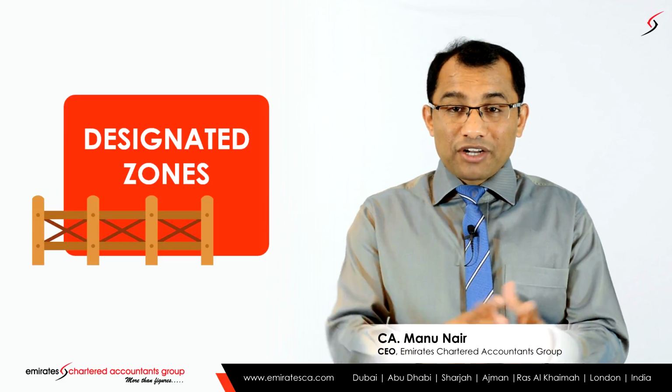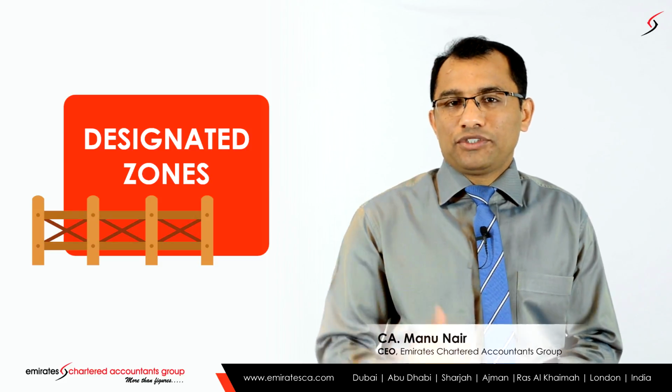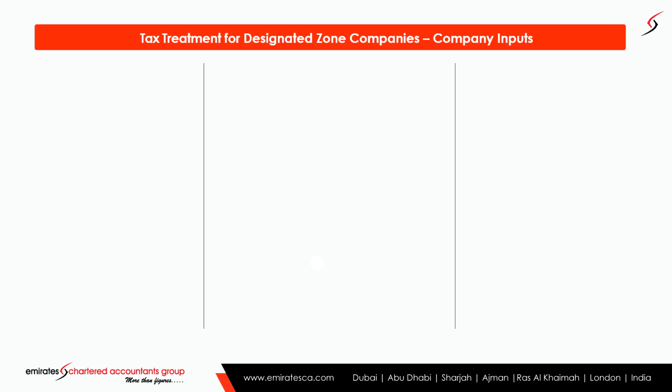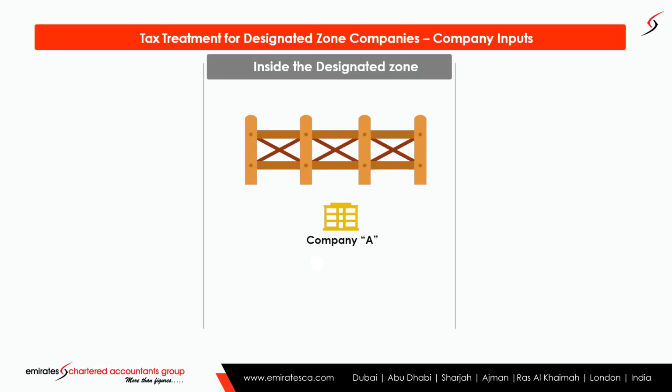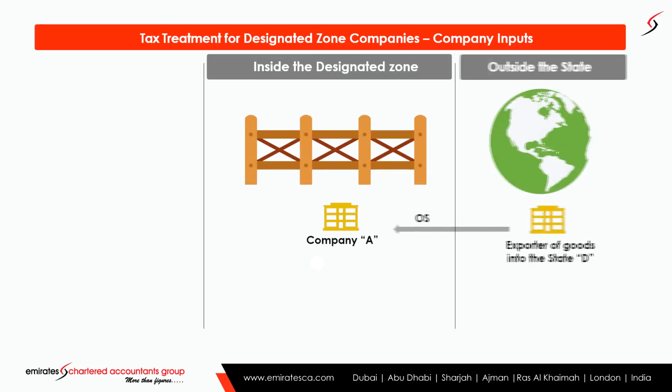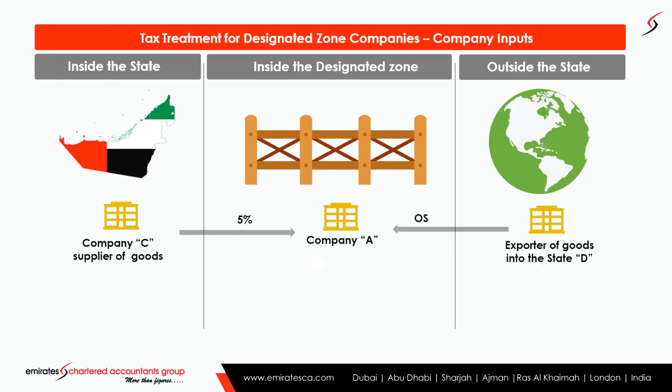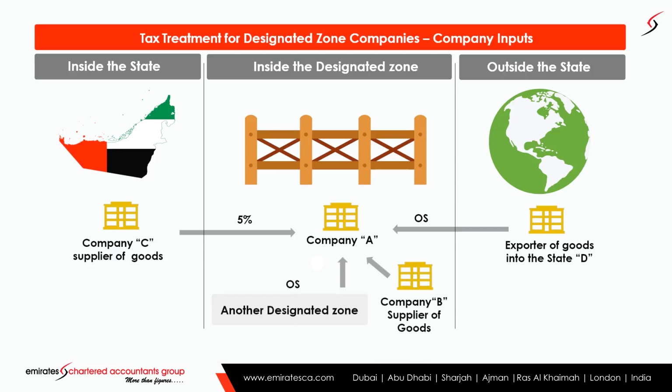Now let us understand how the tax applies in the case of designated zones. Let us consider the purchases, in the case of goods. See, in my example, the center point is the designated zone, and on one side you can see the world outside UAE, on the other side you can see UAE. So UAE, designated zone, outside UAE. Let us see how the purchase impact will be for the VAT for the designated zones. Here, the goods are purchased either from the mainland, or from the designated zone, or from outside the UAE.